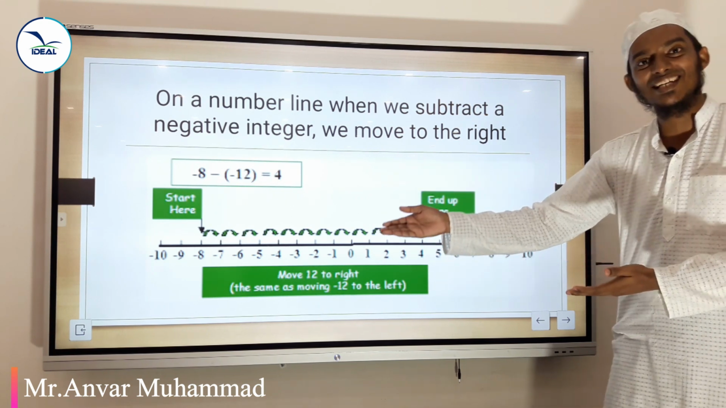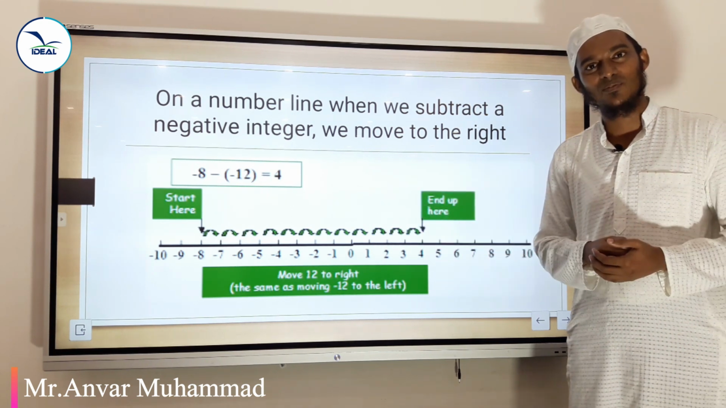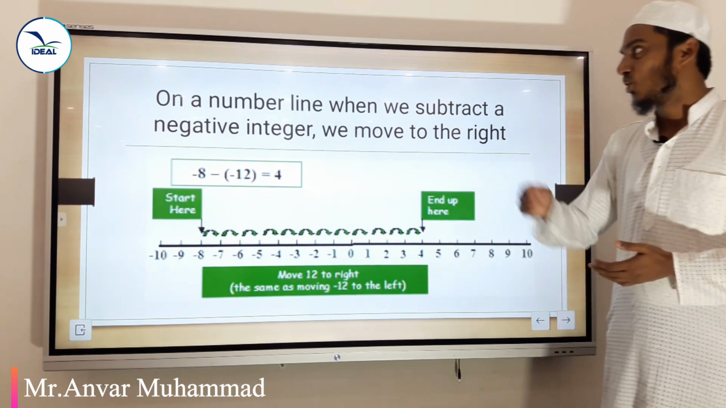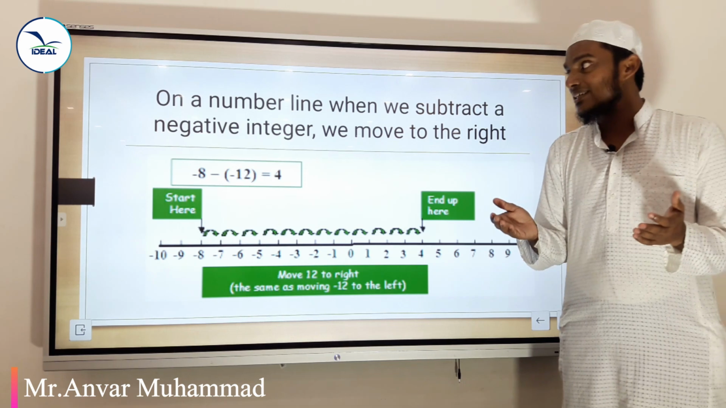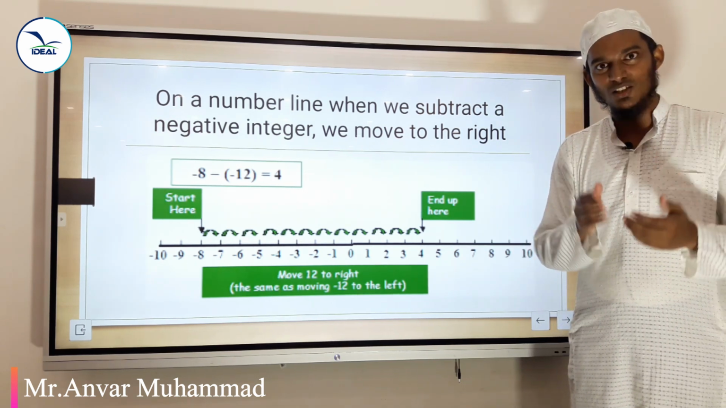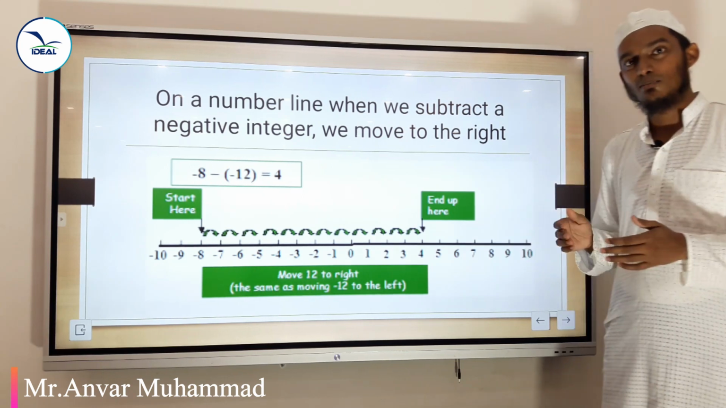So what is minus 8 minus 12? Yes, the answer is 4. So on a number line, when we subtract a negative integer, we should move, yes, to the right. Correct. So let's move ahead.